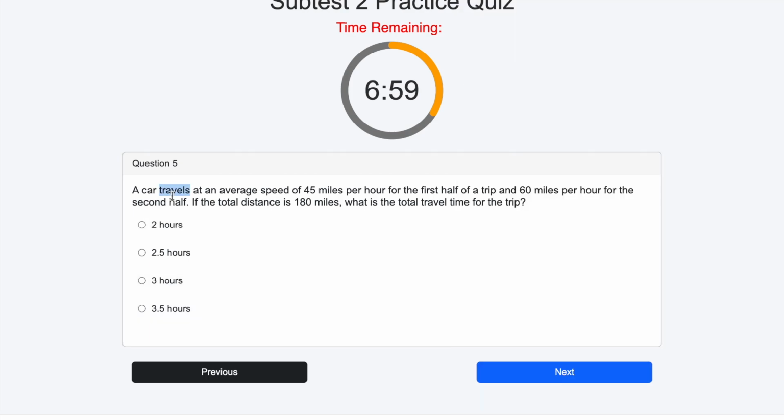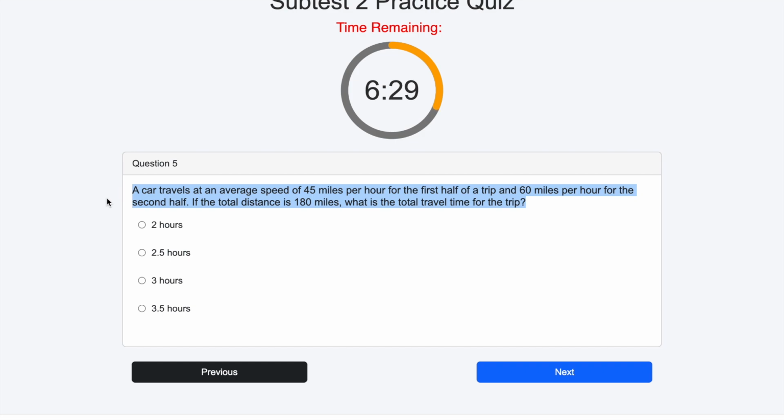All right, so question number 5 reads, a car travels at an average speed of 45 miles per hour for the first half of a trip and 60 miles per hour for the second half. If the total distance is 180 miles, what is the total travel time for this trip? Once again, pause the video, see if you can solve it, come back for the math talk. I'm going to start right in and just dive into it.